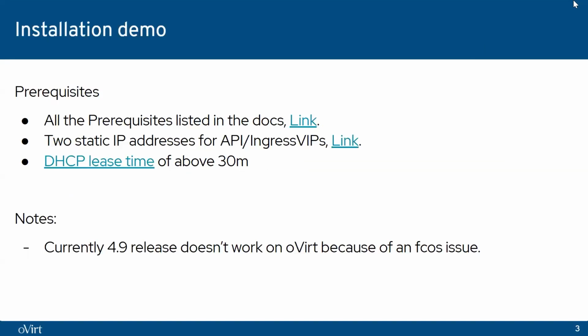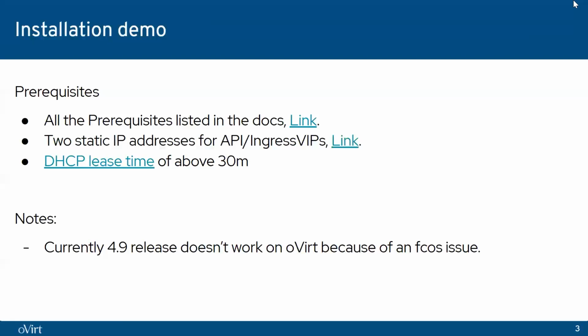Okay, now let's see how to install OKD on top of oVirt. The first thing we need to make sure is that we meet all the specified prerequisites that are actually needed to install OKD on top of oVirt. So I linked here a doc with all the prerequisites needed. Go over it, make sure that your oVirt environment actually meets those prerequisites. One of the prerequisites is having 2 static IP addresses for the API and ingress virtual IPs. That's something that we need to prepare in advance.